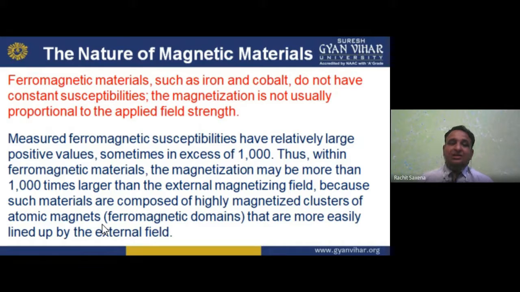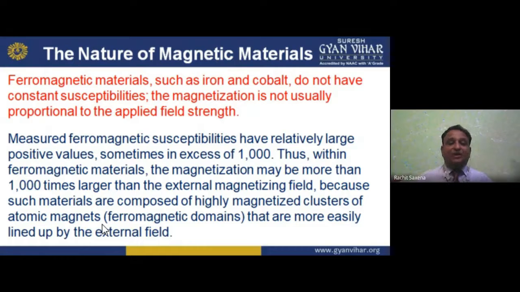Measured ferromagnetic susceptibilities have relatively large positive values, sometimes in excess of 10,000. It is very high. Thus, within ferromagnetic materials, the magnetization may be more than 1,000 times larger than the external magnetization field, because such materials are composed of highly magnetized clusters of atomic magnets.